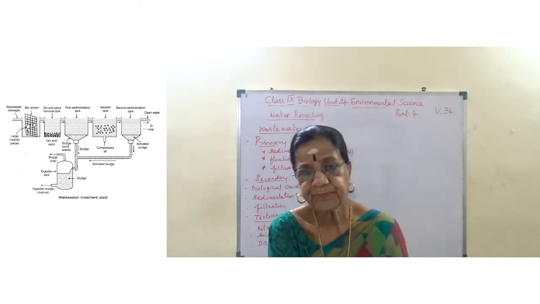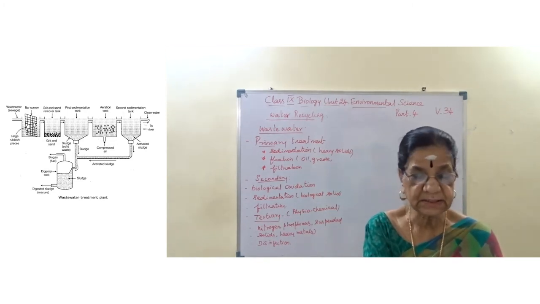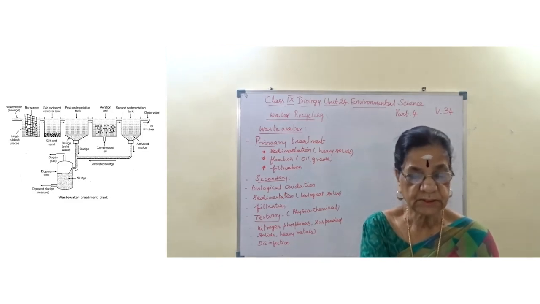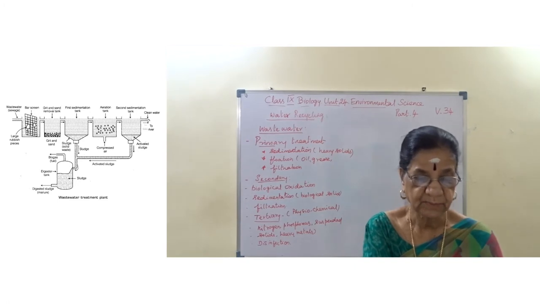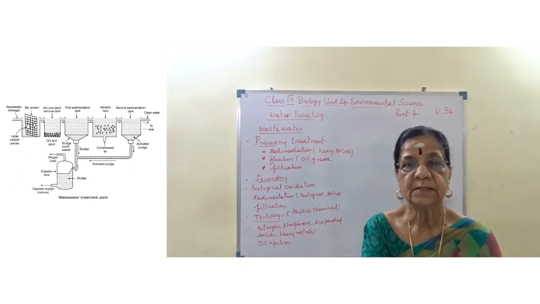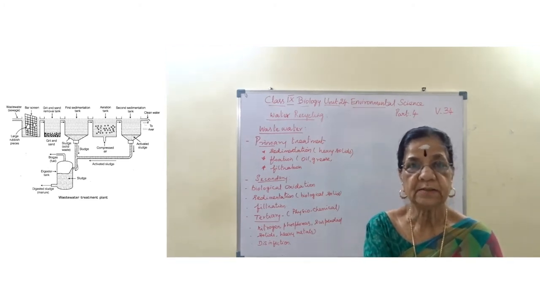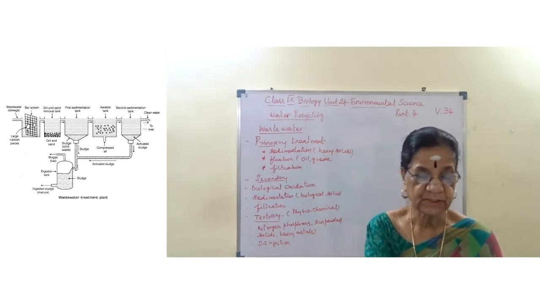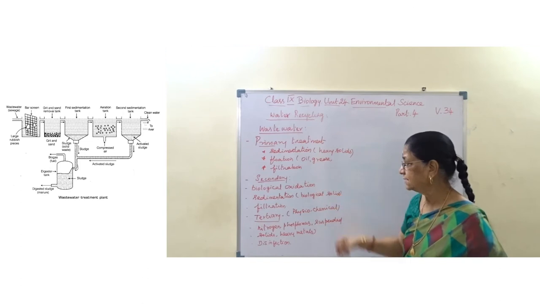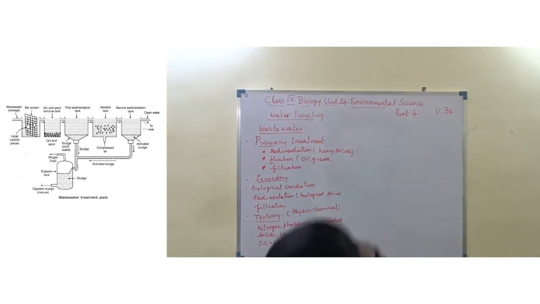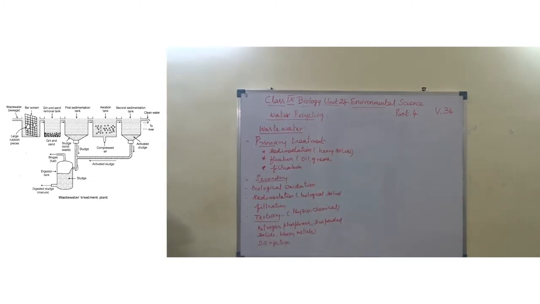Now, wastewater recycling stages. Conventional wastewater treatment consists of a combination of physical, chemical and biological processes which remove solid organic matter and nutrients from wastewater. And this wastewater treatment involves the stages: primary treatment, secondary treatment and tertiary treatment.